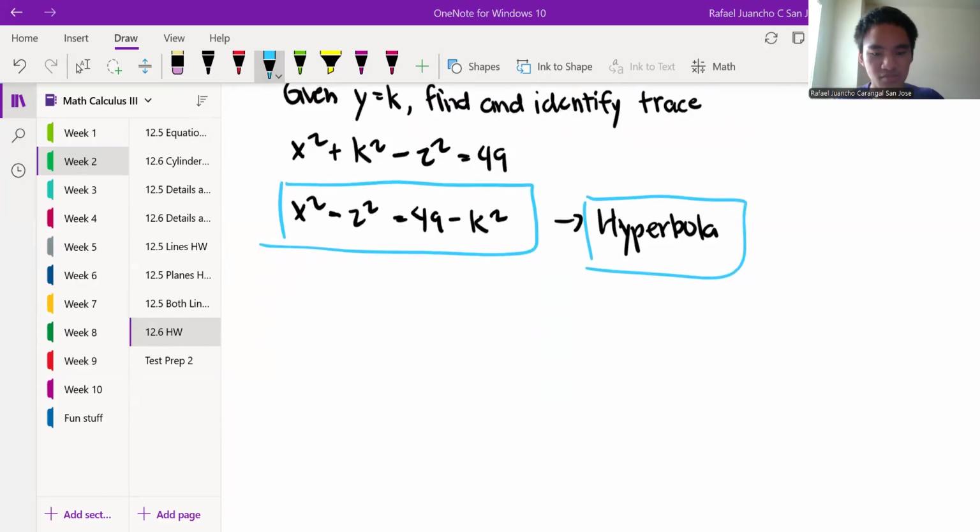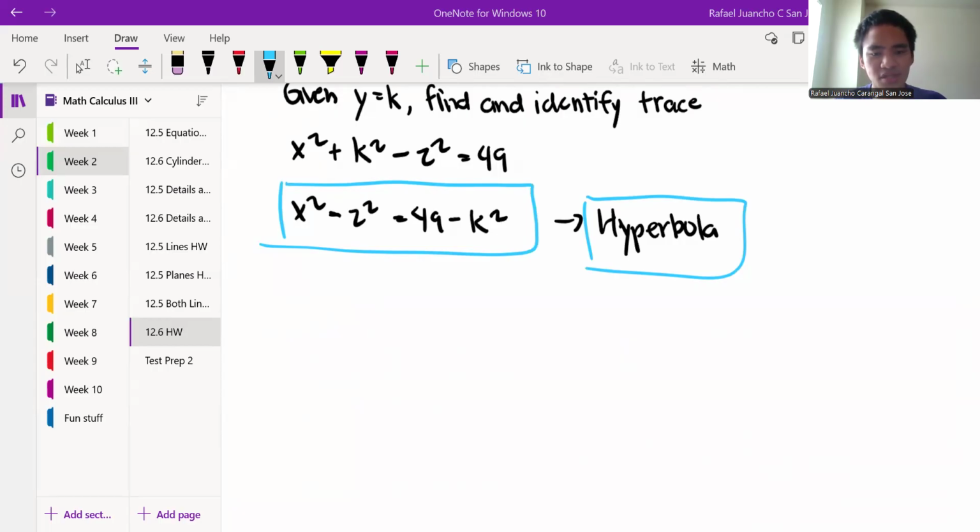So let me just type that in. Someone could even do this mentally. I'm just going through it step by step just to be sure. So yeah. And now this is the same hyperbola, but in the xz plane. The other one was in the yz plane. So again, it's a hyperbola.